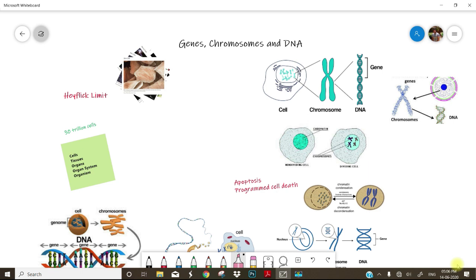Human beings are multicellular organisms. That means organisms which are made up of different types of cells. There are approximately 30 trillion cells in an average human body. It includes almost 200 different types. Some of the very common ones are shown here.